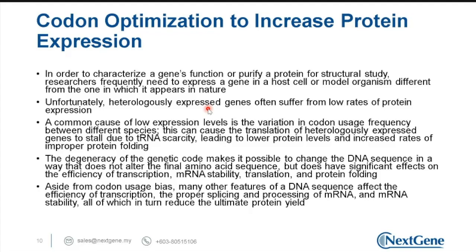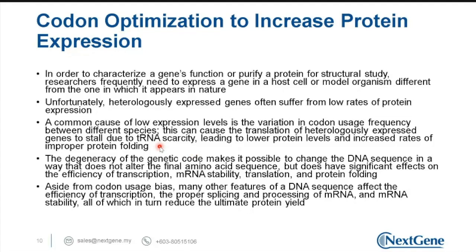A common cause of low expression levels is the variation in codon usage frequency between different species. This can cause the translation of a heterologously expressed gene to stall due to tRNA scarcity, leading to lower protein levels and increased rates of improper protein folding.